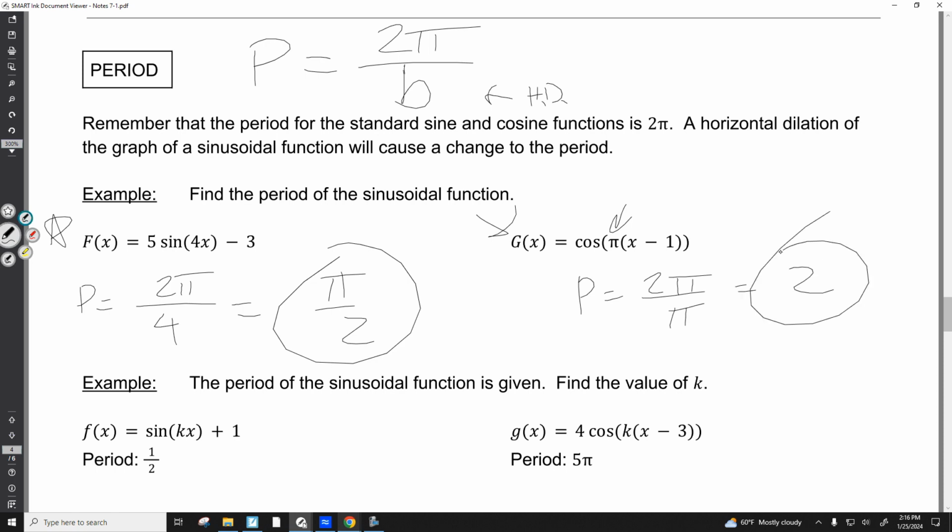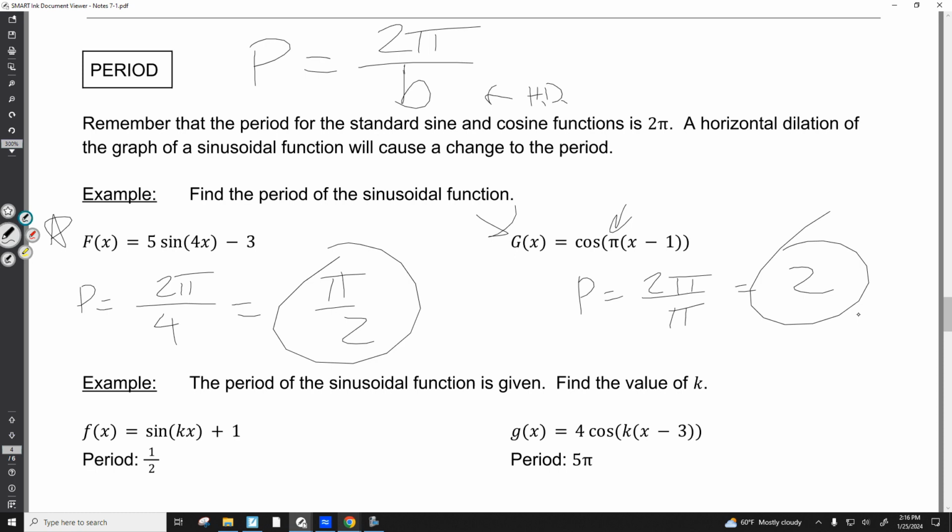Cool? Yeah. We'll talk about what that means next, okay? A is amplitude. B affects the period. C affects the phase shift. D affects the midline or the vertical shift.